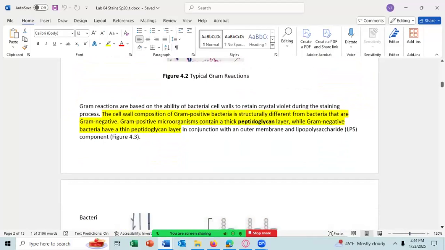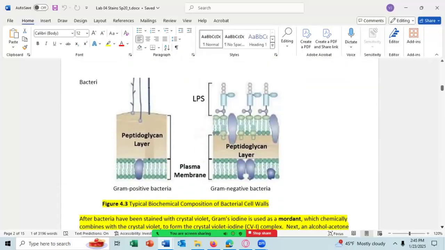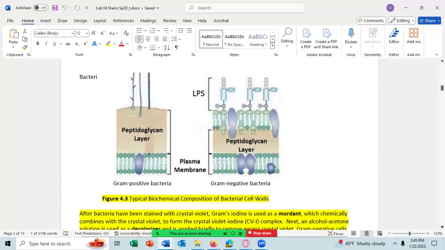Gram reactions are based upon the bacteria's ability to retain the crystal violet during the Gram stain. The cell wall composition of the gram-positive bacteria is structurally different than the gram-negative cell wall. Gram-positive microorganisms contain a thick peptidoglycan layer, while gram-negative bacteria have a thinner peptidoglycan layer. And that peptidoglycan layer is determining the characteristics of the Gram stain, meaning whether the crystal violet will be stuck in the cell wall or it will be lost by the cell wall.